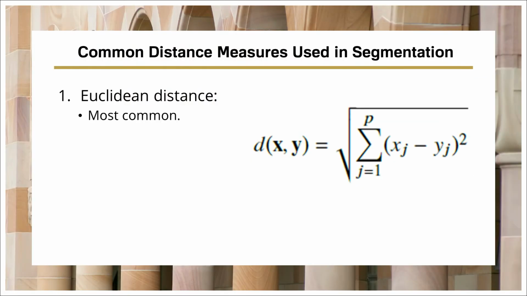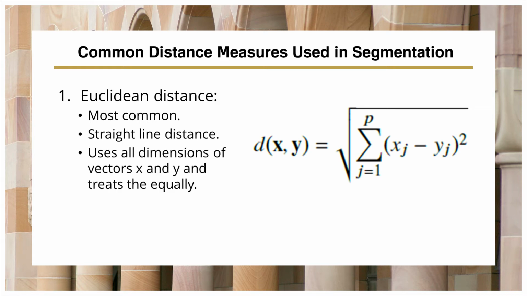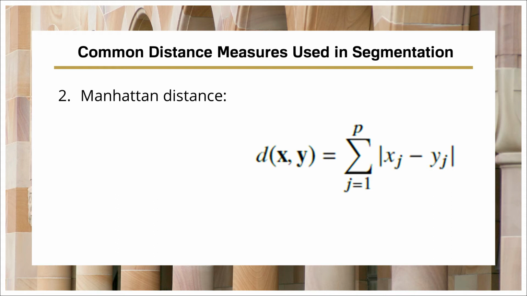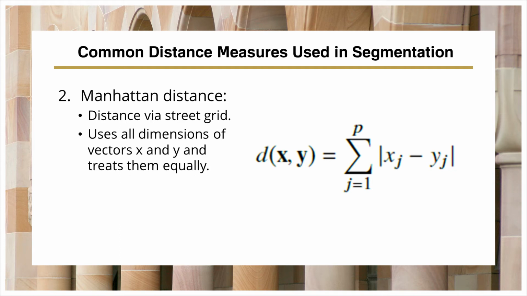Euclidean distance is the most common distance measure used in market segmentation analysis. Euclidean distance corresponds to the direct straight line distance between 2 points, and it uses all dimensions of vectors x and y and treats all dimensions of the data equally. Manhattan distance derives its name from the fact that it gives the distance between 2 points, assuming that streets on a grid need to be used to get from one point to another. Both Euclidean and Manhattan distance use all dimensions of vectors x and y and treat all dimensions of the data equally. They take a sum over all dimensions of either squared or absolute differences.